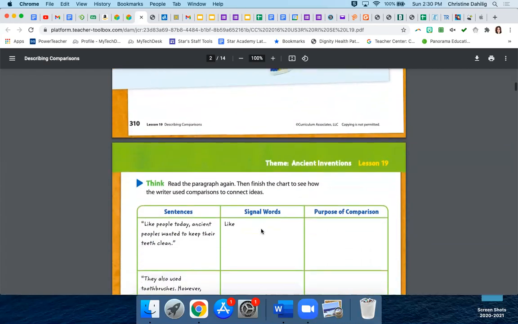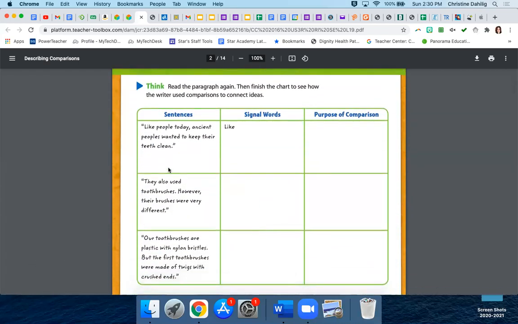So let us take a look here at page 311. The green thing says, read the paragraphs again, and then finish the chart to see how the writer uses comparisons to connect ideas. So here are the sentences that we're going to be taking a look at. The first one says, like people today, ancient peoples wanted to keep their teeth clean. We're looking for signal words and the purpose of the comparison.